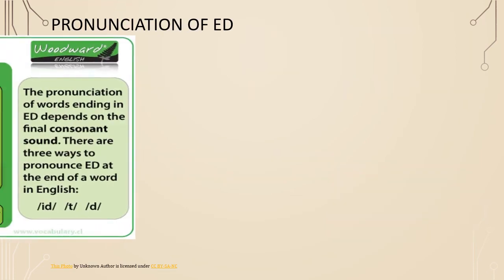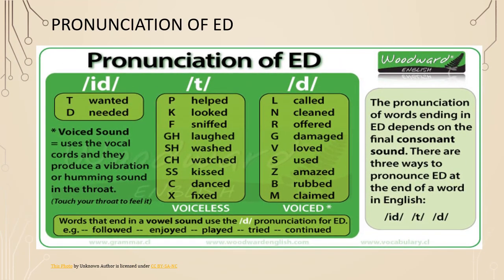Now I'll be giving some pronunciation guide of ed very quickly. Now all these verbs which are ending with these letters L, N, R, G, V, S, Z, B, N, and M, they will have a voiced d, like called, cleaned, offered. You remember a very clear d pronounced, damaged, loved, used.